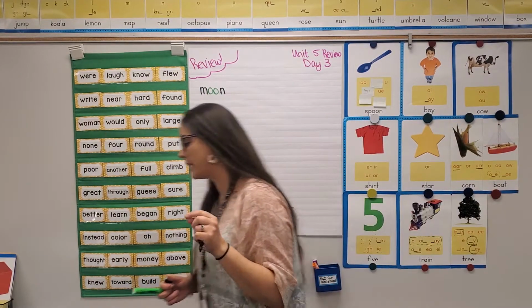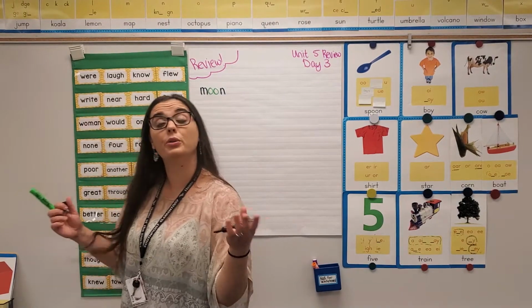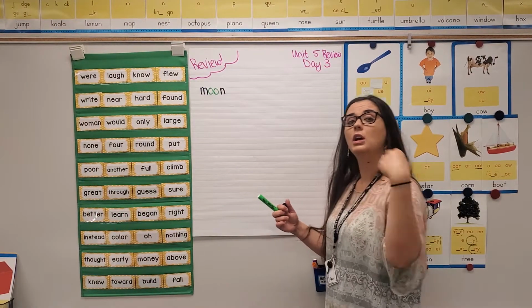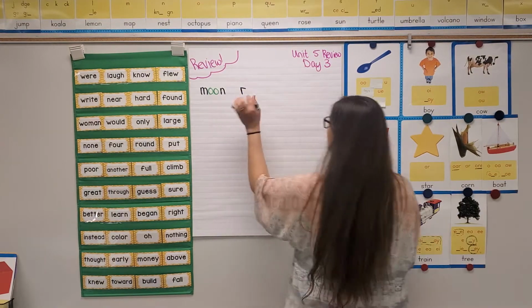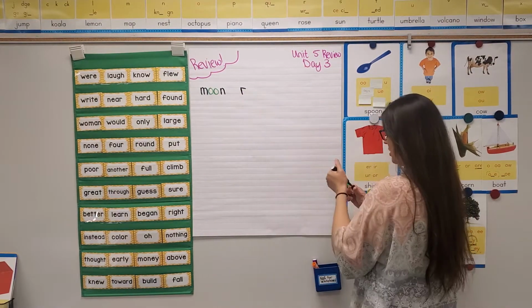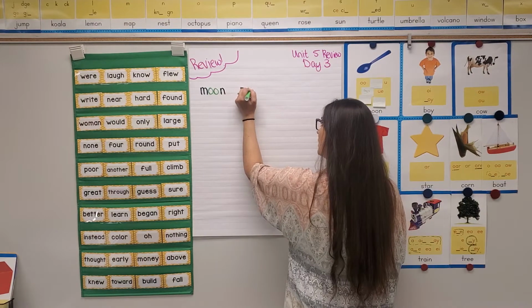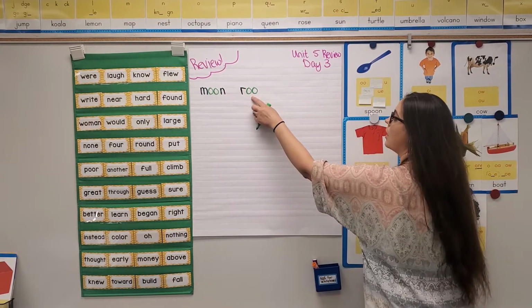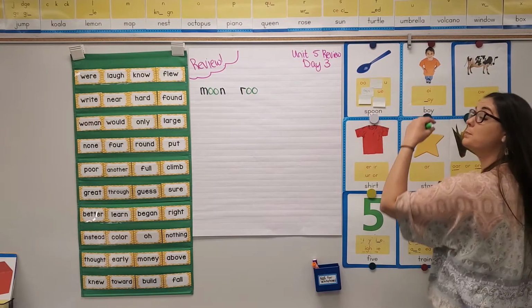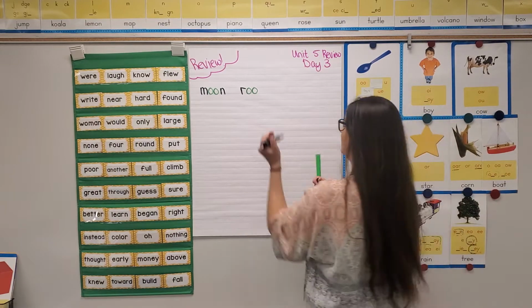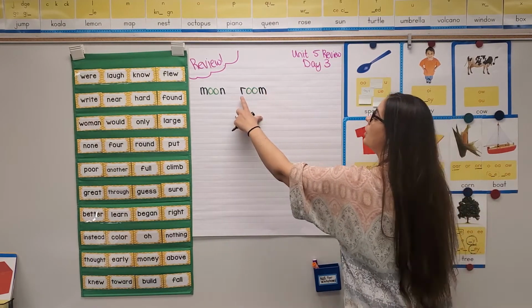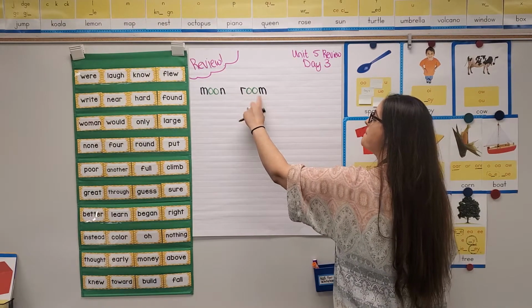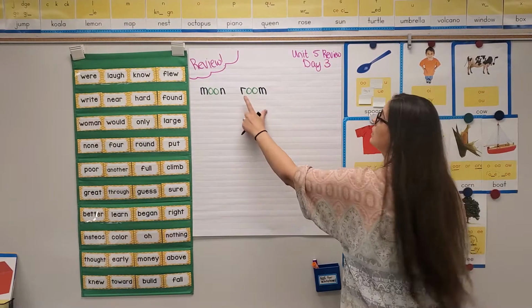Wonderful. I see some folks practicing. Next word, room. Your turn. Ooh, room. R says r. O-O, ooh, like spoon. M says m. Ooh, room. Your turn.